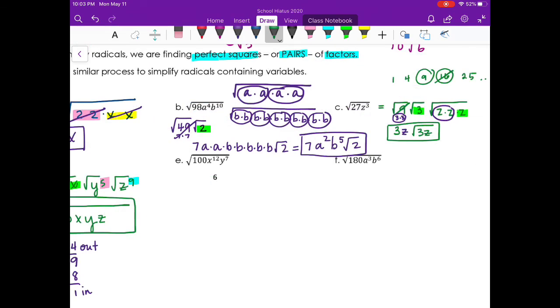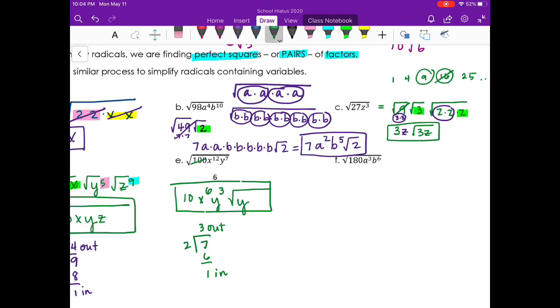For E, 100 is a perfect square and the root is 10, so 10 will go on the outside, and I'll go ahead and put my radical. 12 divided by 2 is 6, so that'll be 6 on the outside with no remainder. And then y to the 7th, 7 divided by 2 is 3, 2 times 3 is 6 with a remainder of 1. So there'll be 3 on the outside, 3 pairs, and then 1 left over on the inside. So y to the 3rd on the outside and y to the 1st, or just plain y, on the inside.